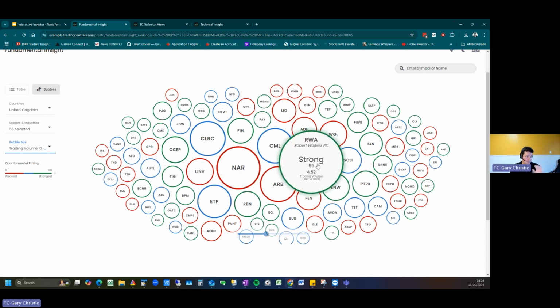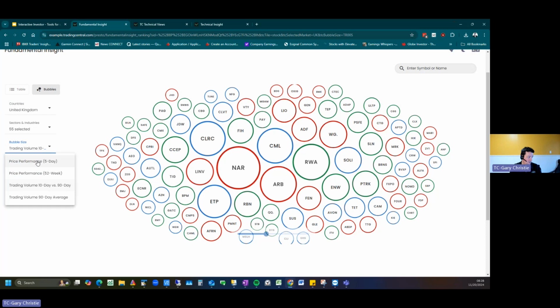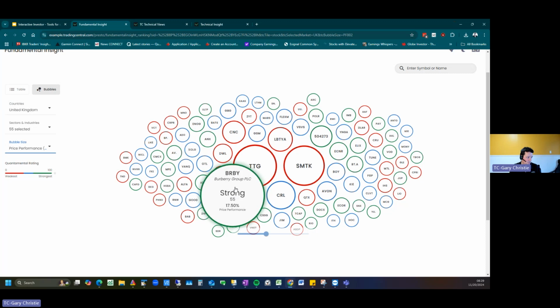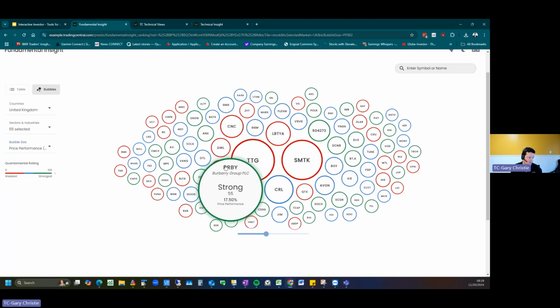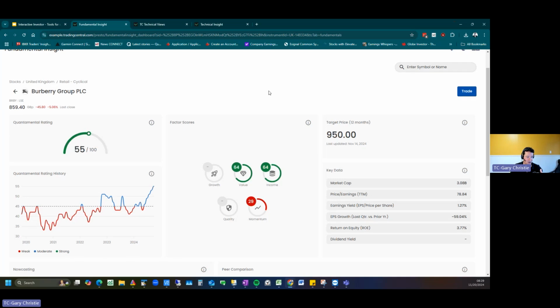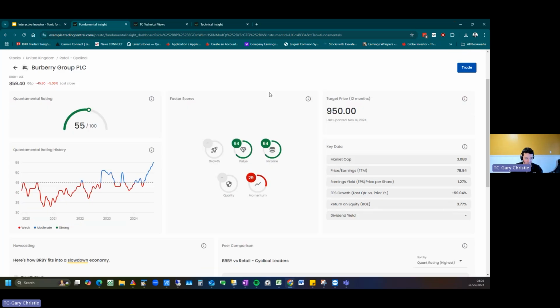Really, I won't spend too much time on this because there are so many filters you can use, but I don't want to skip showing what it looks like once you jump in. So I'm just going to pick any random stock. Let's keep it with Burberry. Why not? If I click on this, because now it's come to the forefront, I now have a new way of looking at fundamentals. And what are we looking at here? Overall quantamental rating, right? 55 out of 100, it's strong. There's a definition of what this means and why.